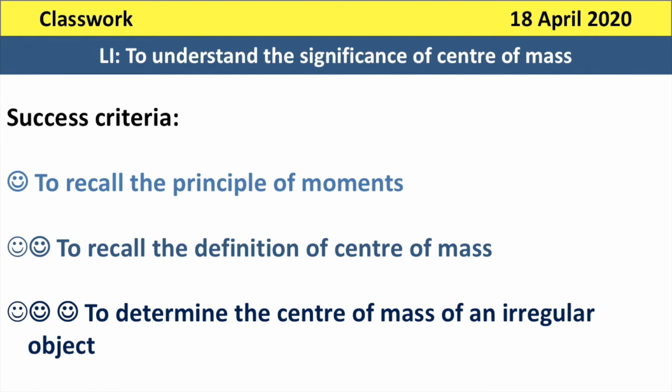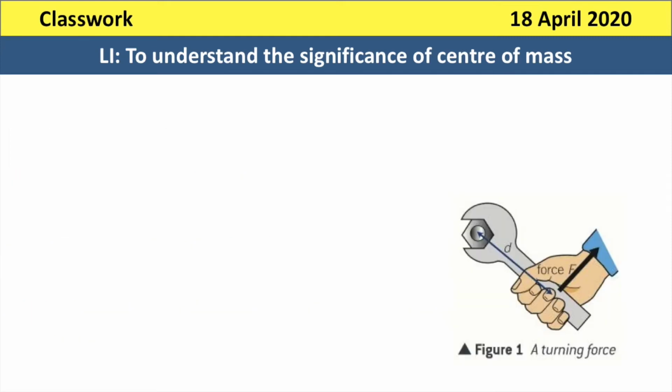Hello and welcome to another lesson on A-level physics. Today's learning intention is to understand the significance of centre of mass. Today's success criteria is to be able to recall the principle of moments, to recall the definition of centre of mass, and to determine the centre of mass of an irregular object by a practical method.